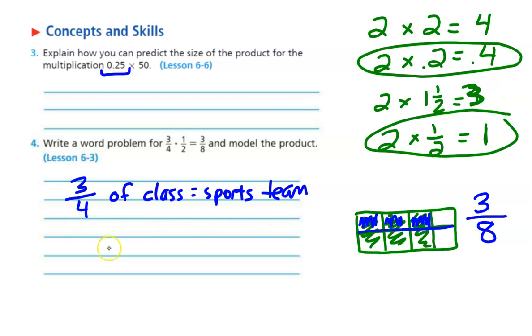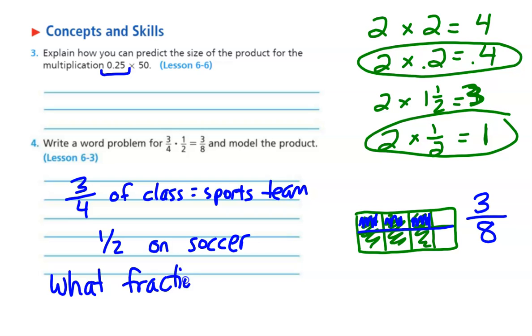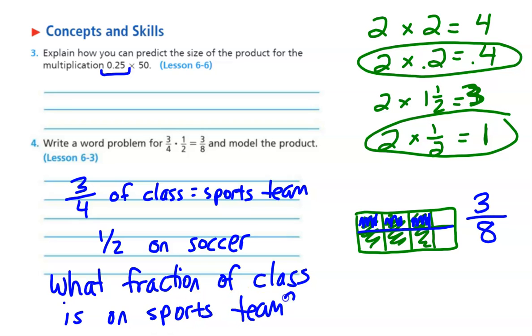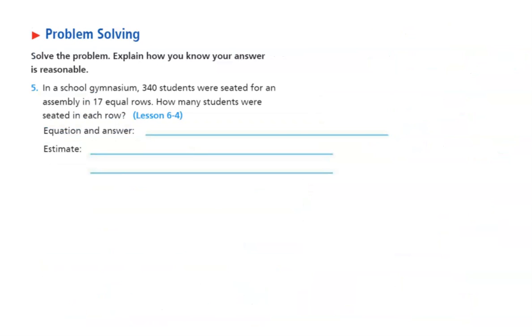So of this entire team, half are on soccer. So we want to know what fraction of the class is on a sports team, and we would solve it just like that problem asked. We would do 3/4 times 1/2, which is just 3/8. Okay? All right, let's look at number 5.